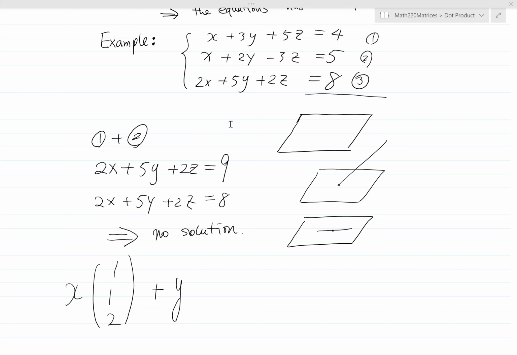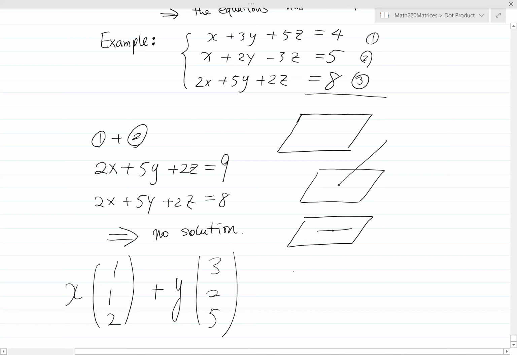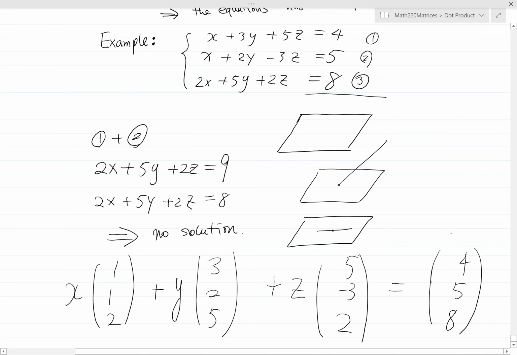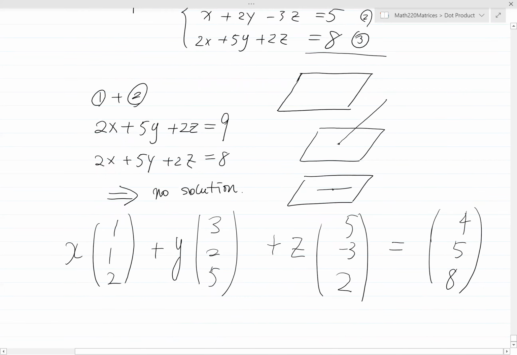Okay, let's see what the column picture tells us. In the column picture, you read the coefficients of x, y, z. The column for y corresponds to the second column. You read all the coefficients of y in the equations: 3, 2, 5. Then you read the coefficients for z: 5, -3, 2. And the right-hand side is 4, 5, 8.